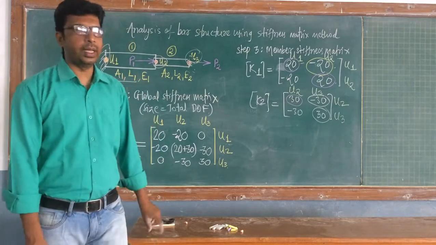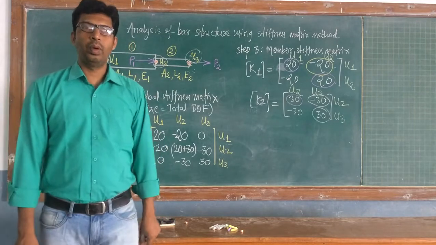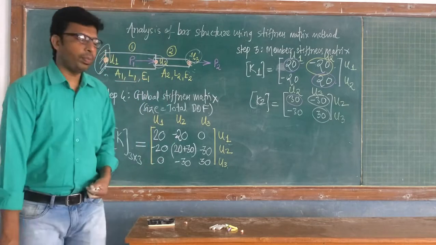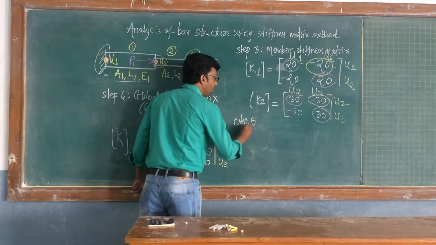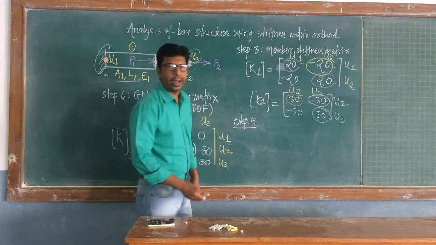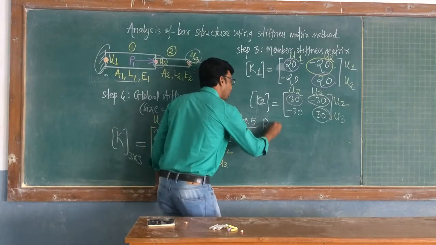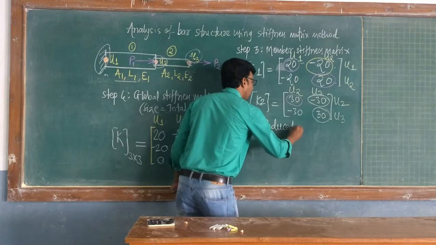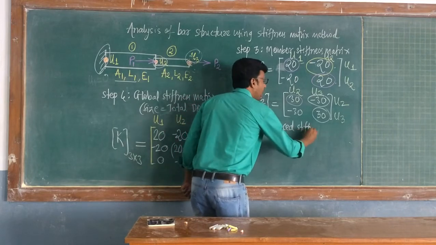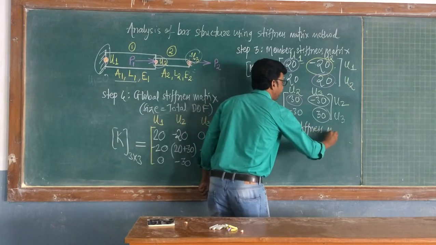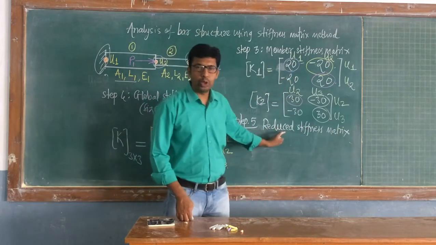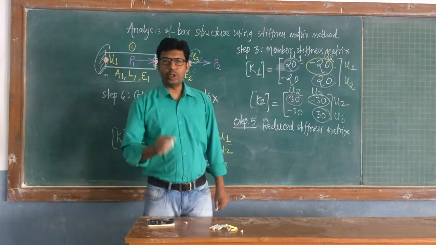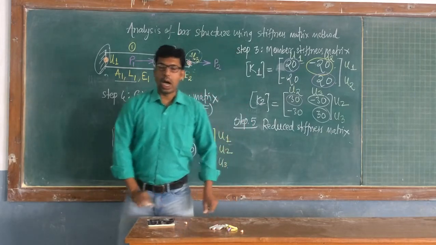So like this you have to find out the global stiffness matrix in the given bar assembly. That is step number 4. Once you get the global stiffness matrix, step number 5 is to find out the reduced stiffness matrix.